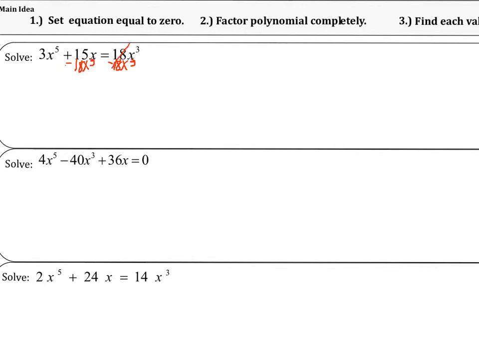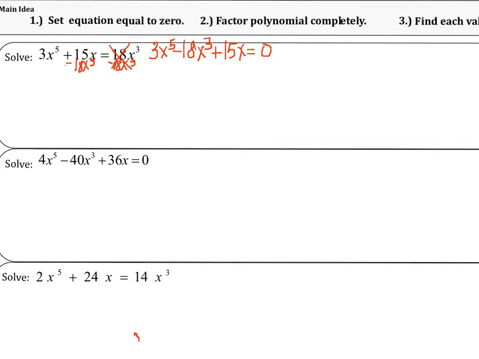So then this side will cancel out. So I need to put this in the right order. So the correct order will be 3x to the fifth minus 18x to the third plus 15x equals 0. So I just made sure I put that in the correct order from highest exponent to lowest exponent.